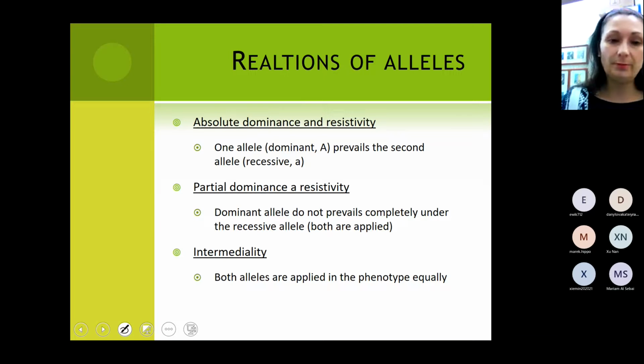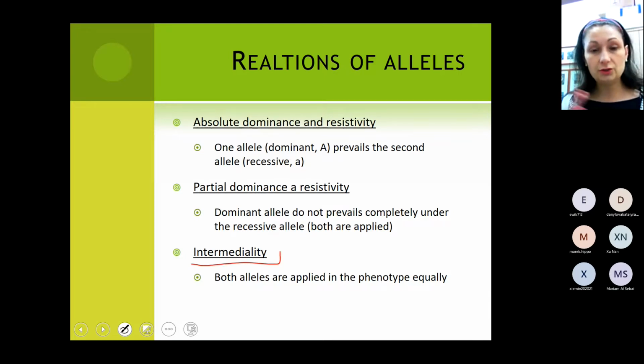Also, we can talk about so-called intermediality. It means that there is no dominance, no recessivity. The impact of both alleles is 50-50.